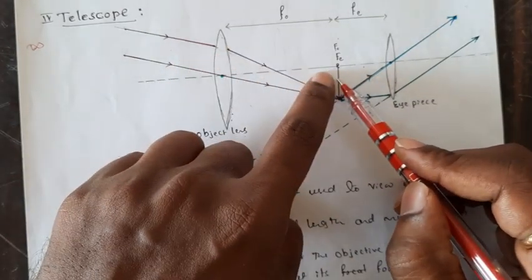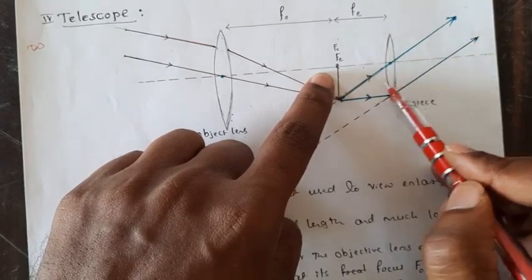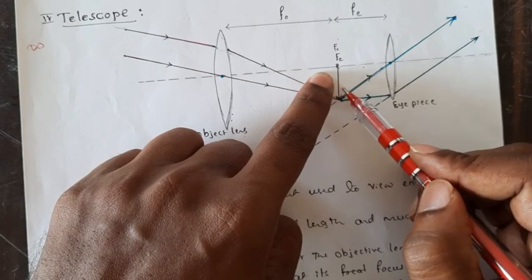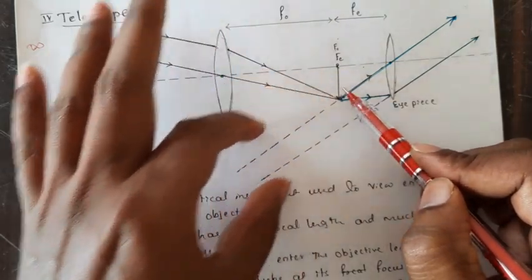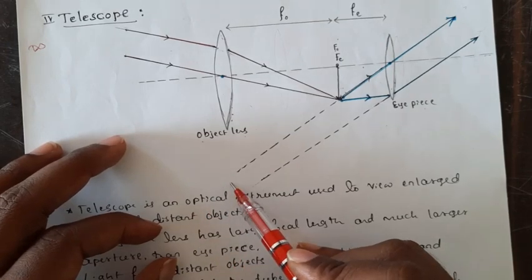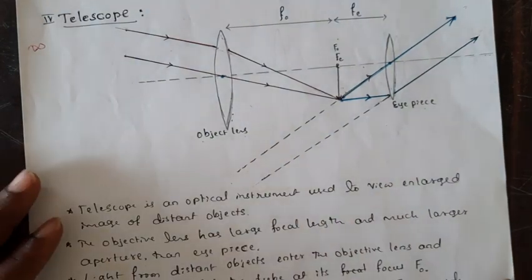Okay, so then see, the image formed by this lens acts like an object for this one. And for this lens, the object is at F, its focal length. Then where should the image form? At infinite distance, somewhere here at infinite distance. Is it clear? Okay, now I want to calculate the magnifying power of the telescope.